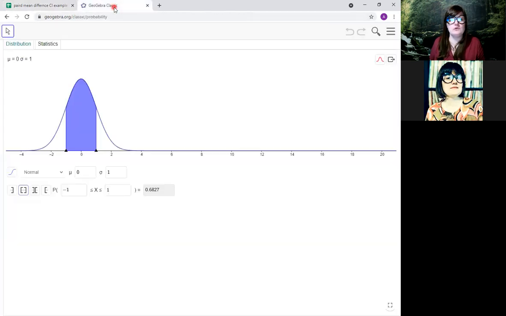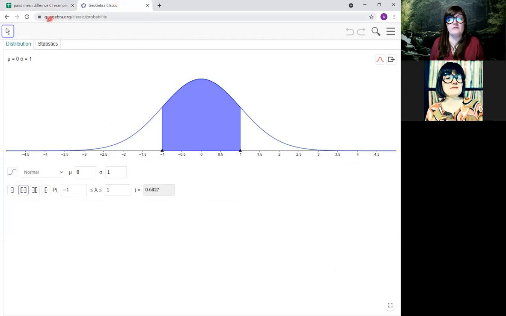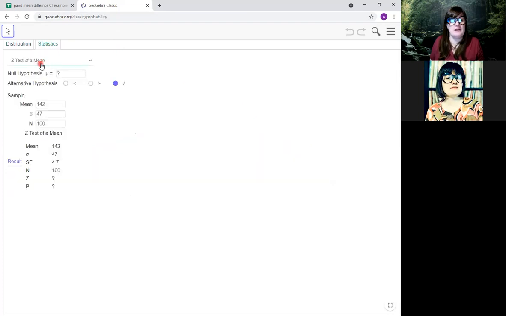So what we're going to do is go to GeoGebra Classic, geogebra.org/classic/probability. I love it because it's set up just like a TI-84. You just have to know what buttons to press. Right here, the statistics button, and now this is your go-to best friend.